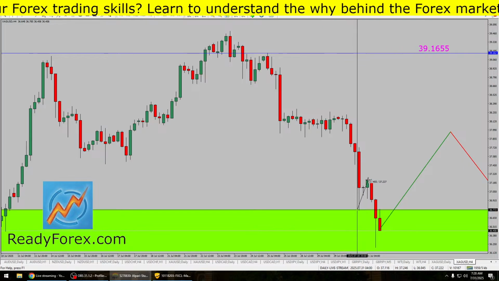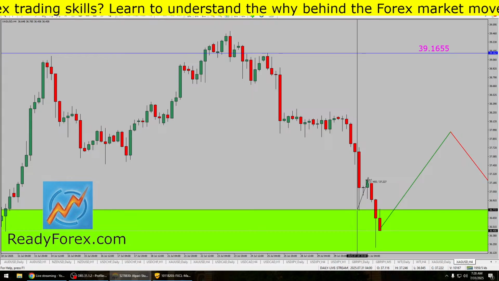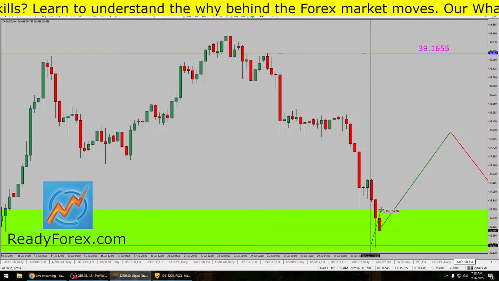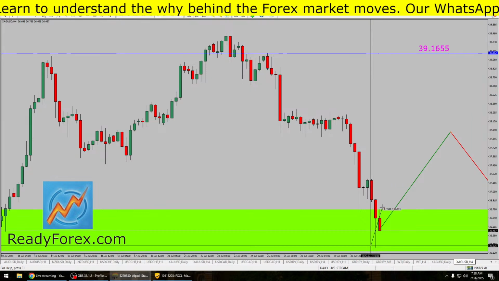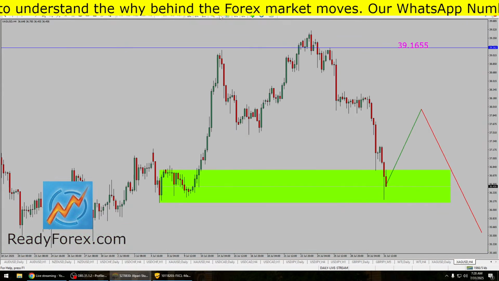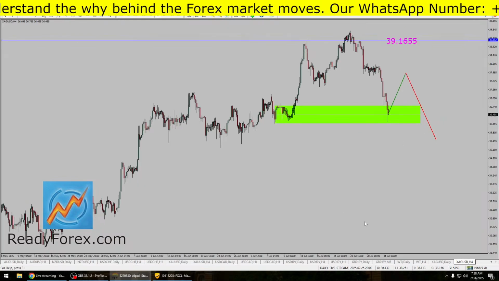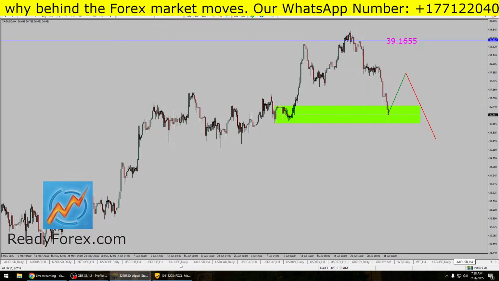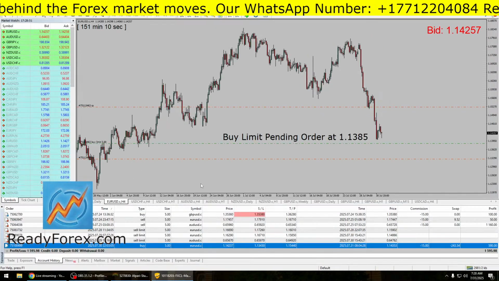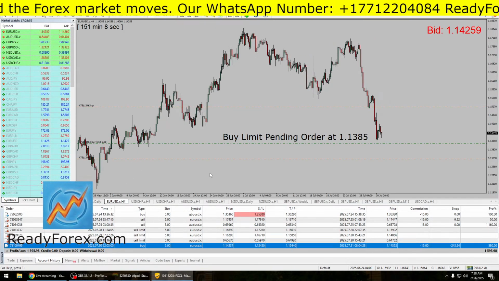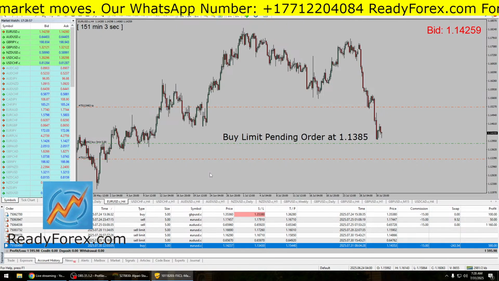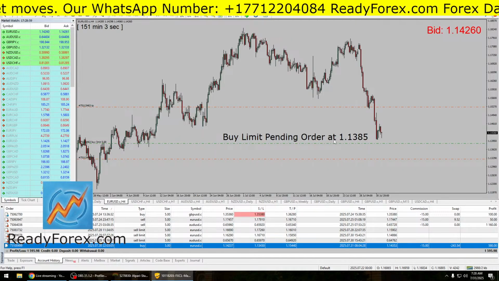This nice bullish leg over here, about 45 pips move, then the market dropped again. Here's another one, it's about 58 pips move over here. Okay, so this is the current analysis, and let me see what's going on. So far the euro is still trying to reach the buy limit pending order.